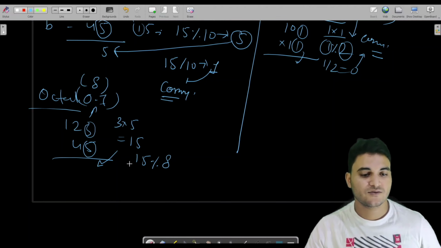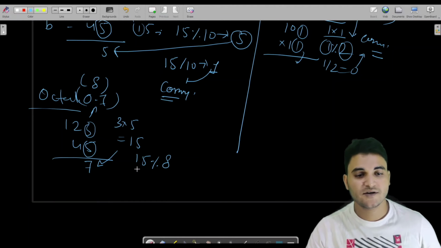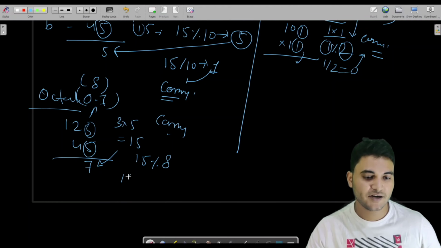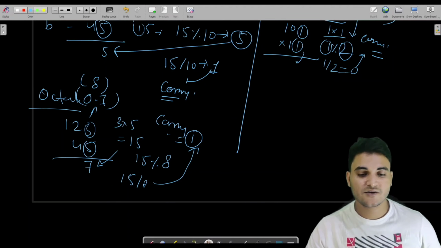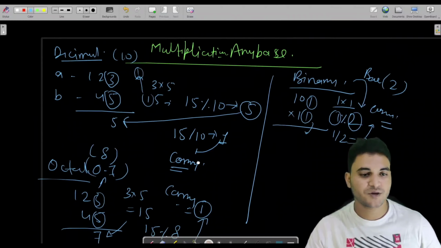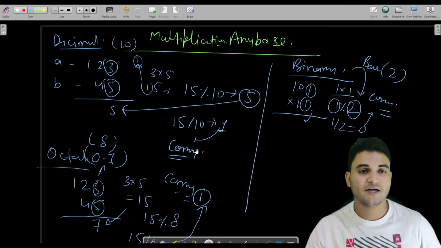Fine. So 15 remainder 8, what would you get? You would get 7. Yes, you would get 7. And to store into the carry, we used to divide 15 by 8, so that you can store 1 into the carry. Fine. So that was the logic which we were following from the very beginning, while multiplying two decimal, binary or octal numbers. So that is the logic which we are following from the initial level.